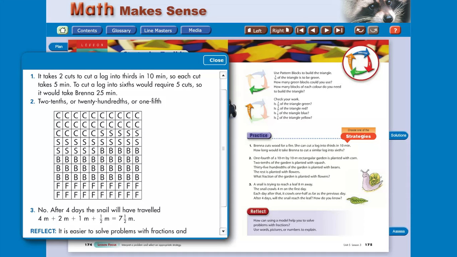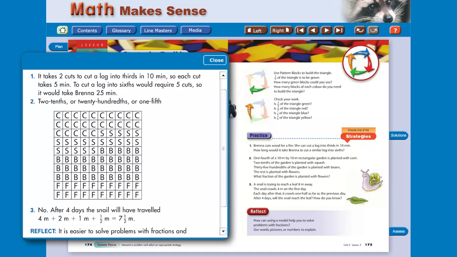So question 1 was: Brianna cuts wood for a fire. She can cut a log into thirds in 10 minutes. How long would it take Brianna to cut a similar log into 6? Well, we know that thirds would require 2 cuts, right? The log cut twice would give 3 pieces. So each cut took 5 minutes, because it took her 10 minutes for 2 cuts.